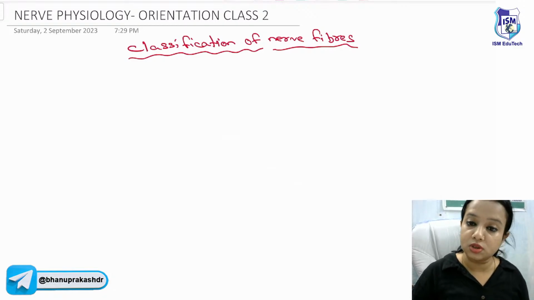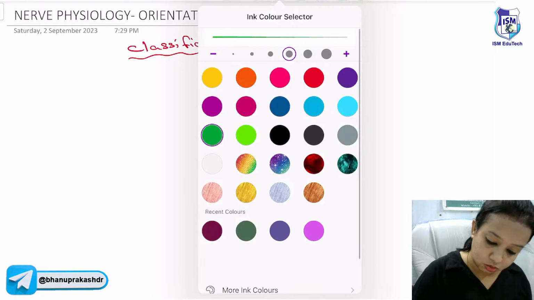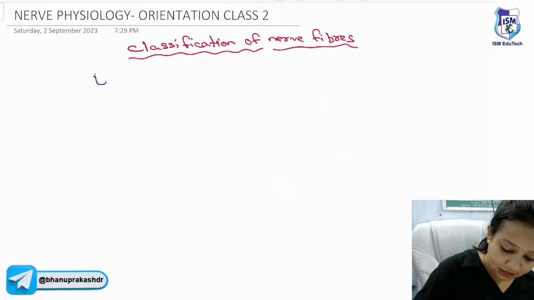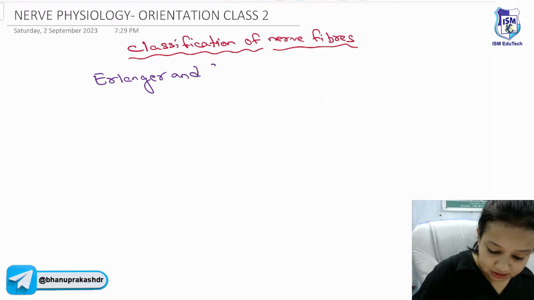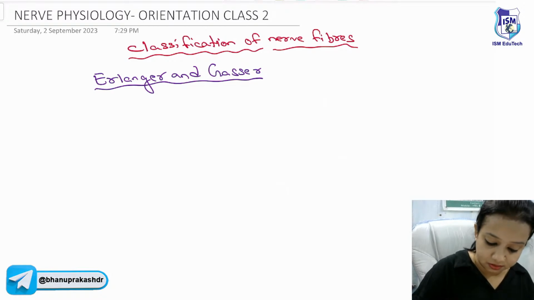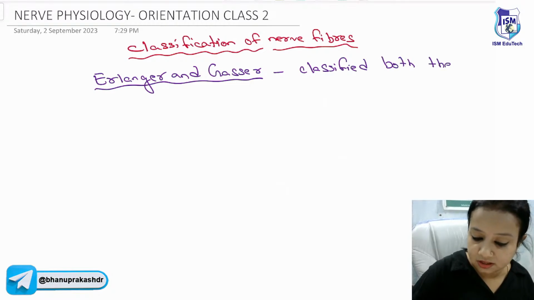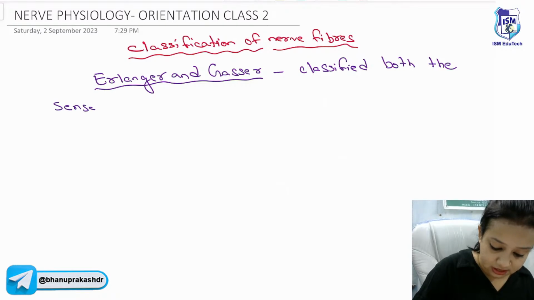Nerve fibers are not all of the same type. Some nerve fibers are motor in function, some are sensory in function. So there are two ways of classification that have been done. First, the scientists called Erlanger and Kaiser classified both the sensory and motor nerves.